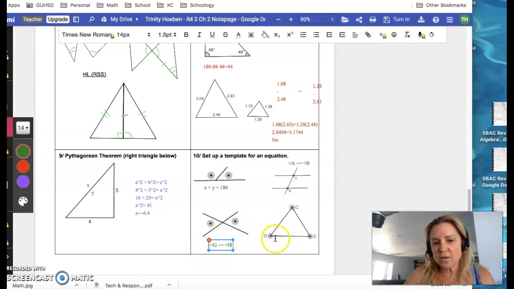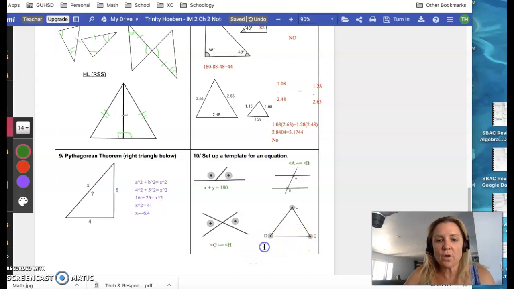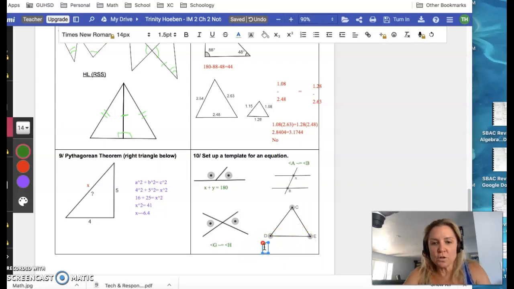All right, this last one, we have this triangle and the vertices are C, D, and E. They're wanting us to use something called the Triangle Sum Theorem, and we're going to say that these three angles add up to how many degrees? Hopefully you know. Angle C plus angle D plus angle E equals 180 degrees. All right.